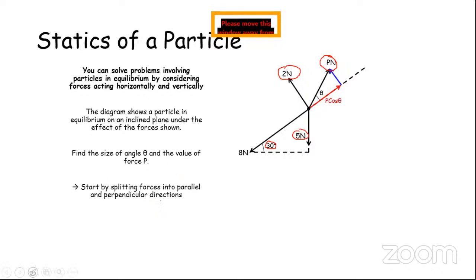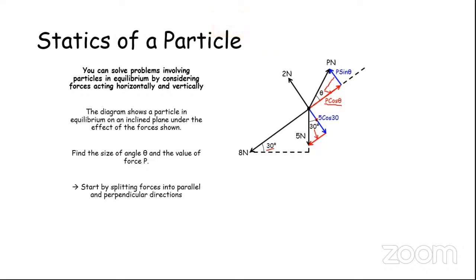So if we begin by resolving P, this side is the opposite. This down one here is adjacent. So the adjacent is P cos theta. This opposite will be P sine of theta. Then we go to the 5 Newton force. There is an angle there, and that angle, for some of you who have studied some trigonometry, is equal to this angle here. Those two angles are equal. So this becomes the opposite, and this one here is adjacent. So the adjacent is 5 cos, and the opposite is 5 sine 30.